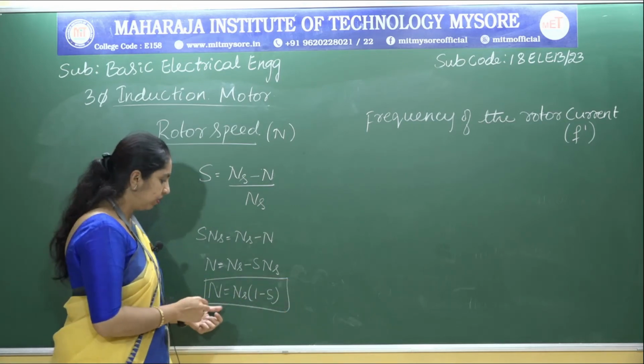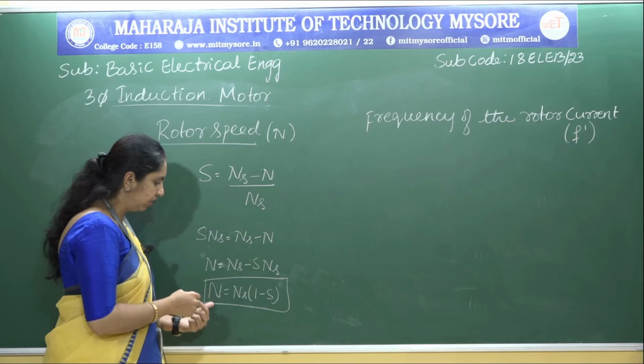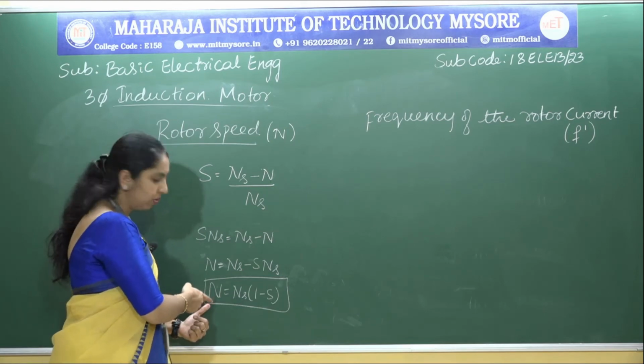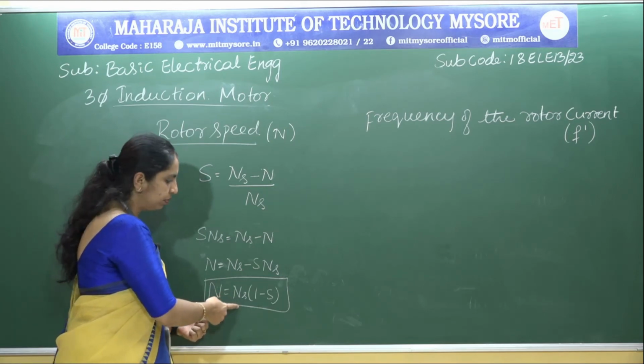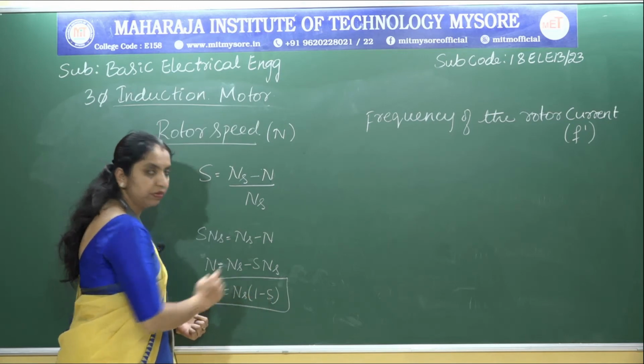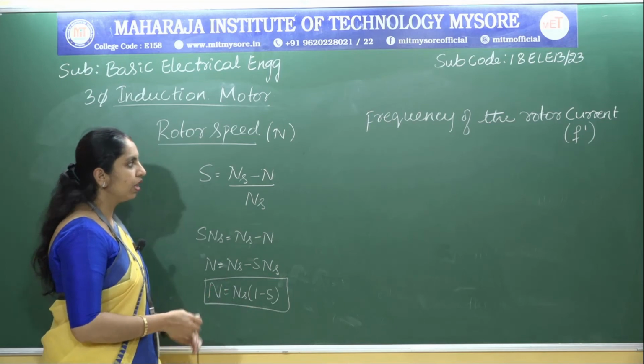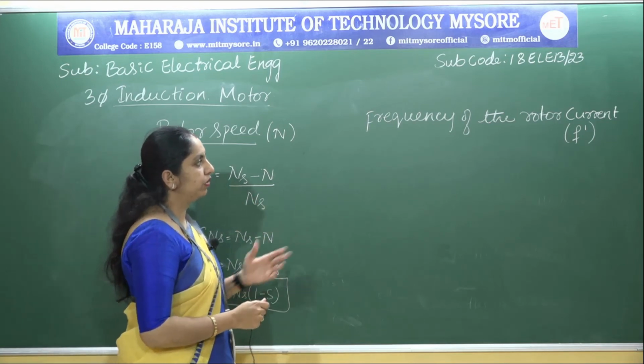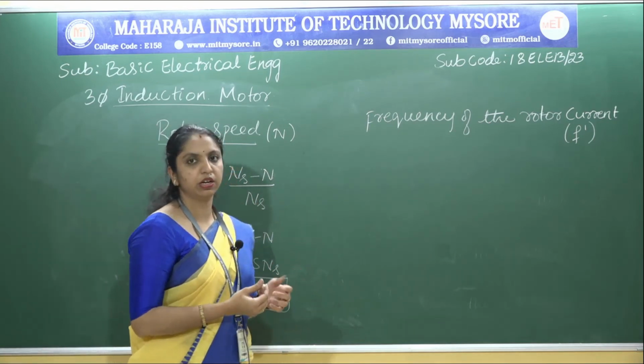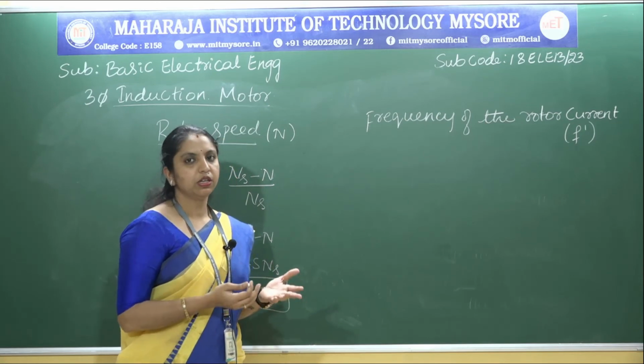Okay. So here we have tried to express the rotor speed in terms of the synchronous speed, that is, in terms of slip. So n is equal to ns into 1 minus s. And similarly, we have to find out the frequency of the rotor current.